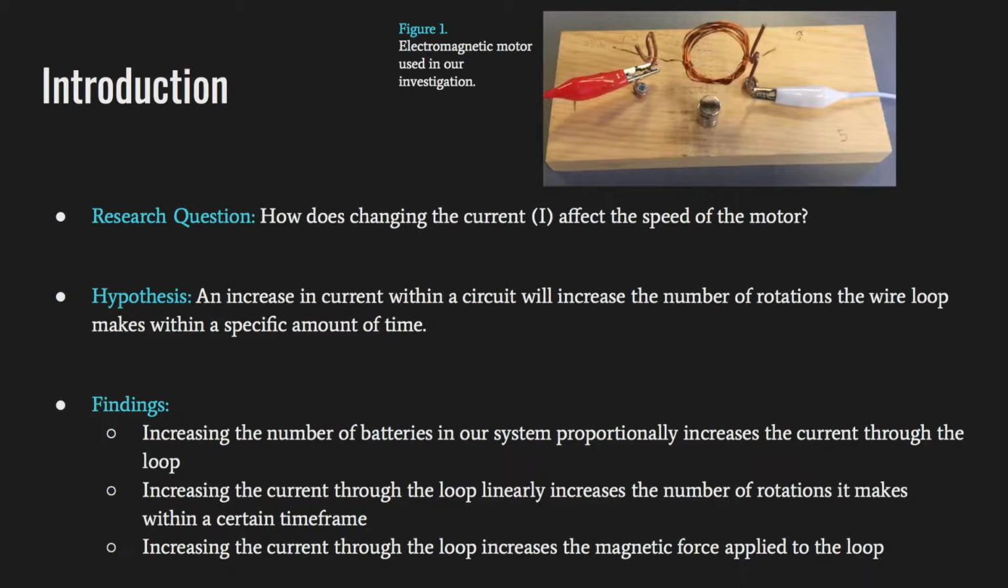Some of the findings we expect to see were: increasing the number of batteries in our system proportionally increases the current through the loop. Increasing the current through the loop linearly increases the number of rotations it makes within a certain time frame, and increasing the current through the loop increases the magnetic force applied to the loop.